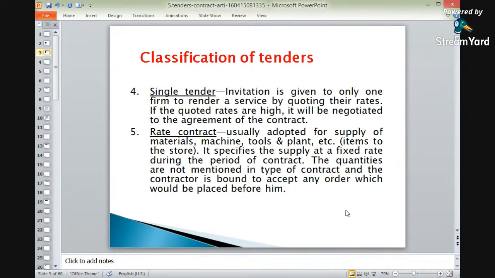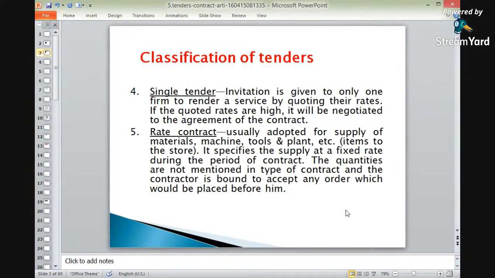Next, the rate contract, which depends upon the rates. A rate contract is usually adopted for the supply of materials, machine tools and plants. So the rate contract or rate tendering is usually done for machines, materials, and various tools and plants. It specifies the supply at a fixed rate during the period of the contract. Suppose for execution over 10 years or 5 years or 6 months, we are supplying machineries, materials, tools and plants for a specific period, and we decide the amount. That is the rate contract.